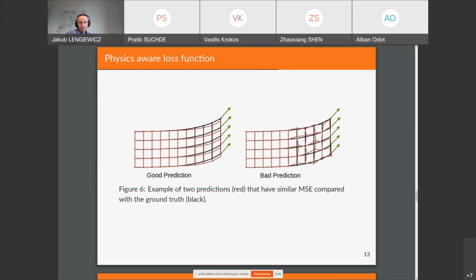So we want to enhance this mean squared error loss function with some physical knowledge to differentiate between the left case that we want, even though it's quite wrong. The solver can easily correct this approximation from the bad prediction, where the solver will not converge if we give it something like this.